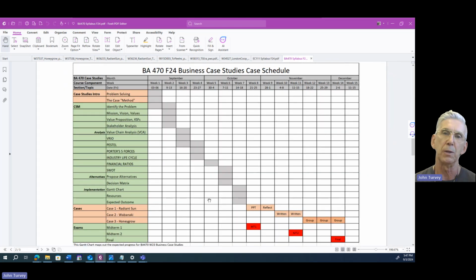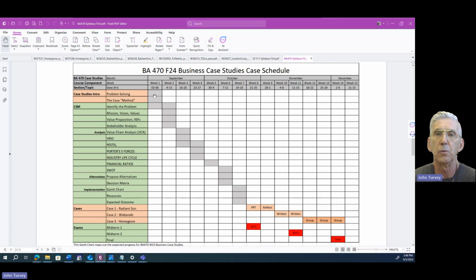Okay, so this is what we're doing. These are the topics that we're covering. As I said, I'm taking a more technical approach this time. We're going to walk through the steps of what we call the preliminary analysis. You read the cases, and we go through preliminary analysis. This is where we identify the problem. You can't solve a problem if you can't identify it.